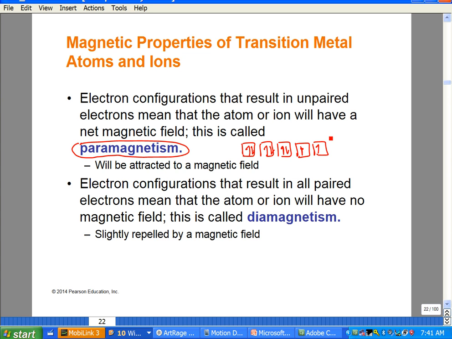So remember that. Unpaired electrons give you paramagnetism. Paired electrons give you diamagnetism. Think about pair.